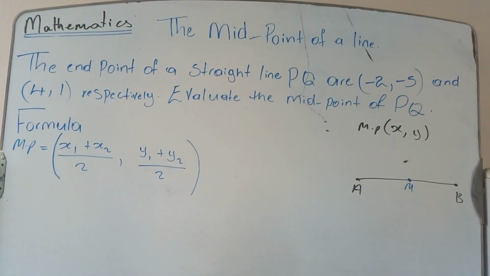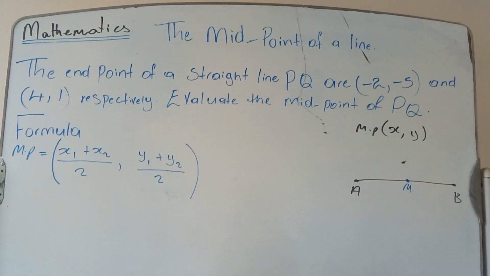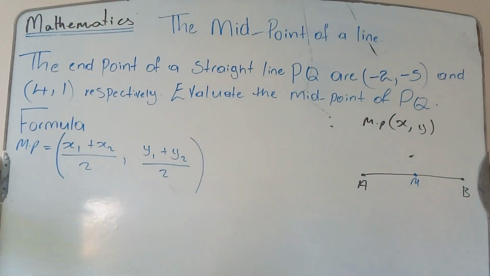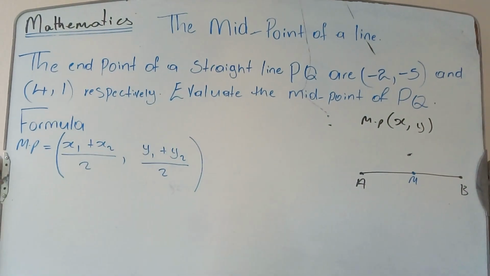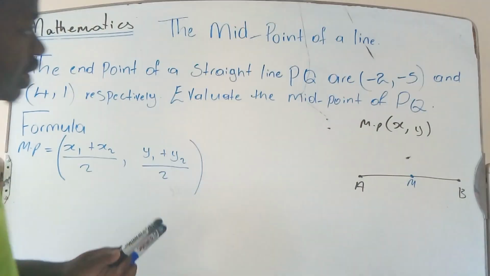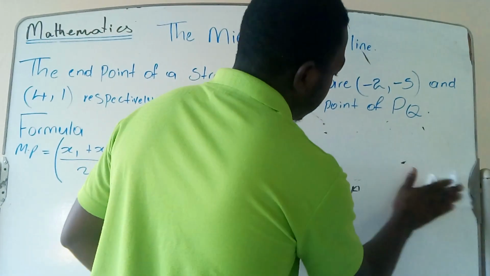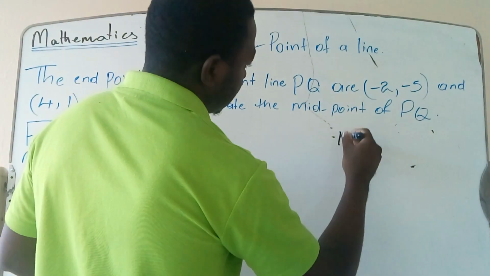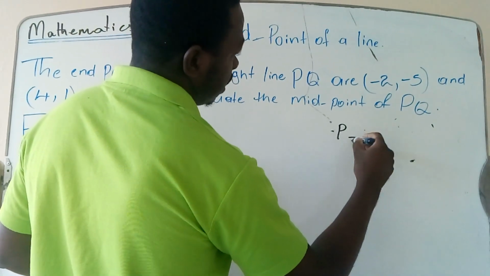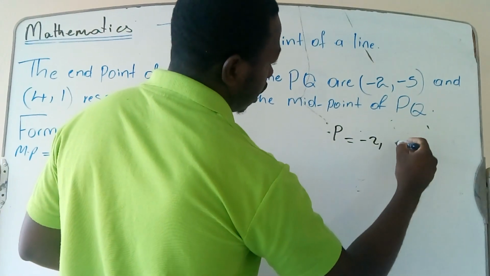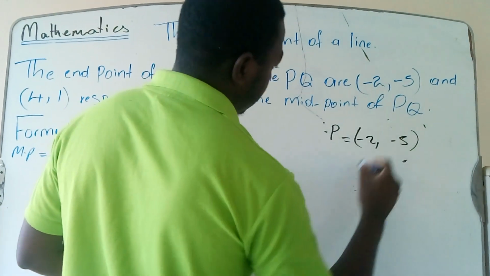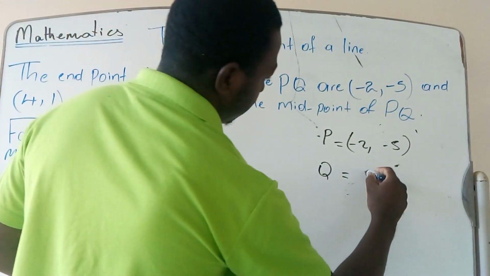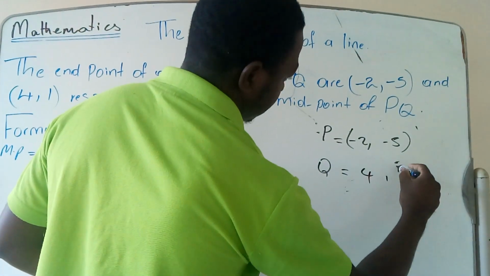The endpoints of a straight line PQ are (-2, -5) and (4, 1) respectively. Evaluate the midpoint of PQ. So in this case, they want us to evaluate the midpoint of PQ. Now, we know that point P is equal to (-2, -5). We know that point Q is equal to (4, 1).